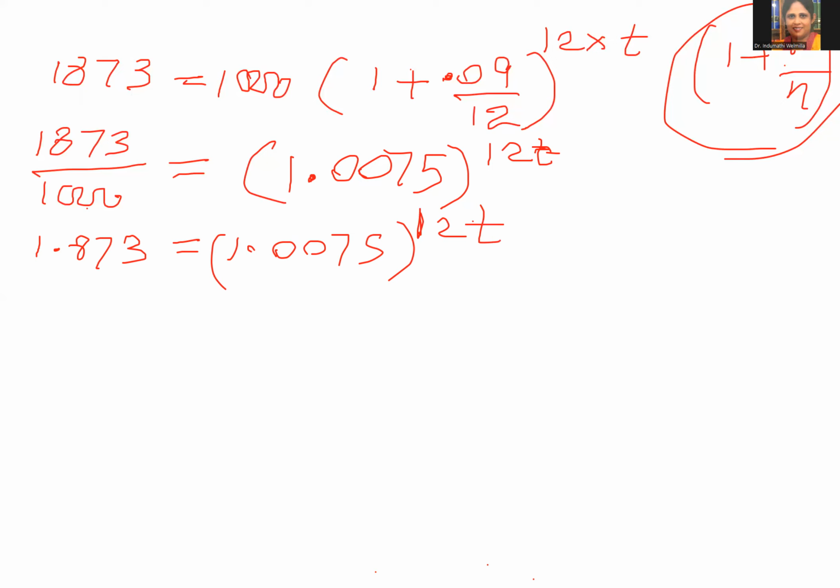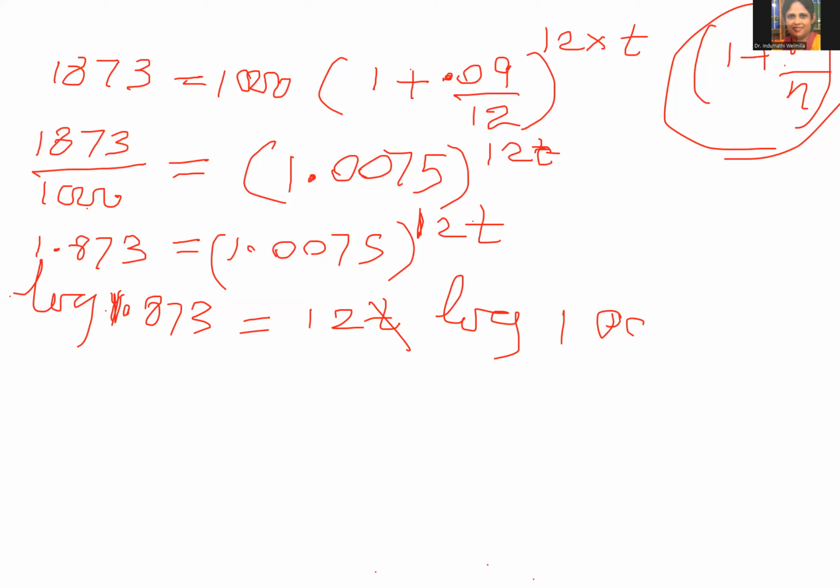So then we can simplify this further by applying the log, right? I think on your calculator you can find the log value, right? So through the calculator, okay? When I take the log value, as the next step you can write log 1.873. This side also, when we take the log, we can write 12t log, no? Or 12 log of this value 1.0075 and t. Okay.